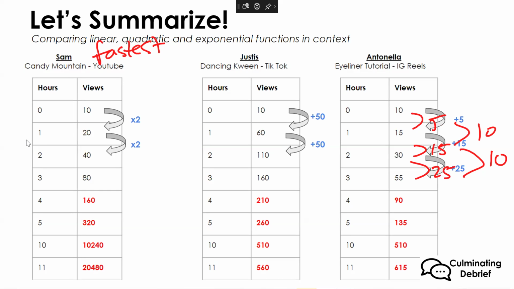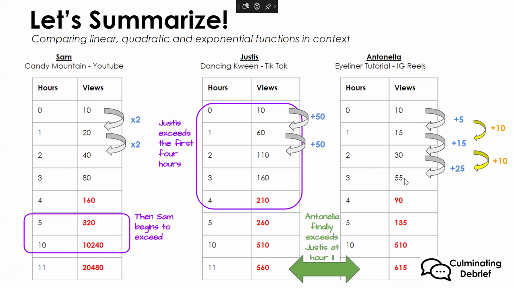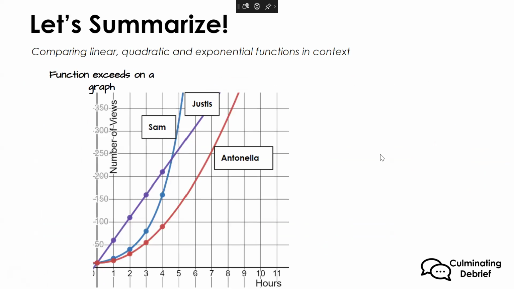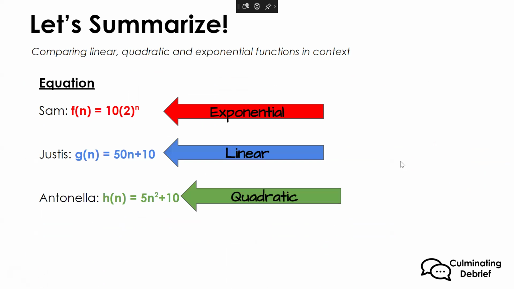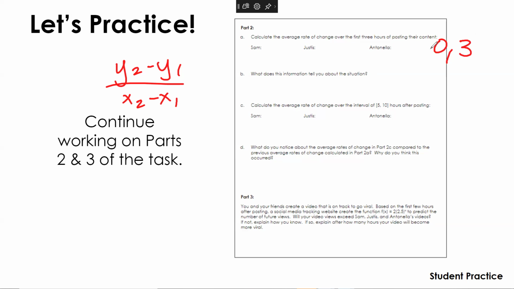Average rate of change is on the back. Reminder that this is your formula. If I say for the first 3 hours, that means from 0 to 3. So 0 is going to be your x1, 3 is going to be your x2. So go ahead and find your average rate of change. Take a moment. That's what you're working on.